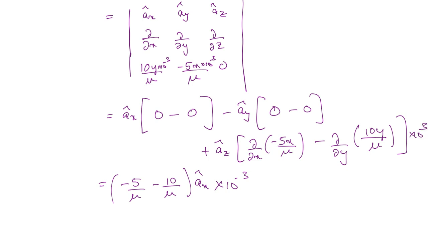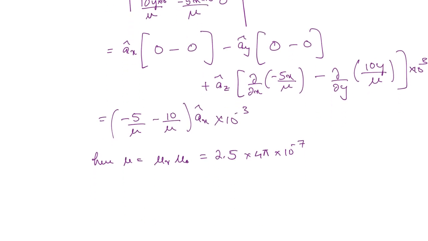Now if we substitute, we know the value of mu, right? Mu is equal to mu r into mu naught. Mu r is given as 2.5. So 2.5 into mu naught, which is 4 pi into 10 to the power minus 7. If you substitute this, you are going to get J bar is equal to 4.77 Az cap kilo ampere per meter square.